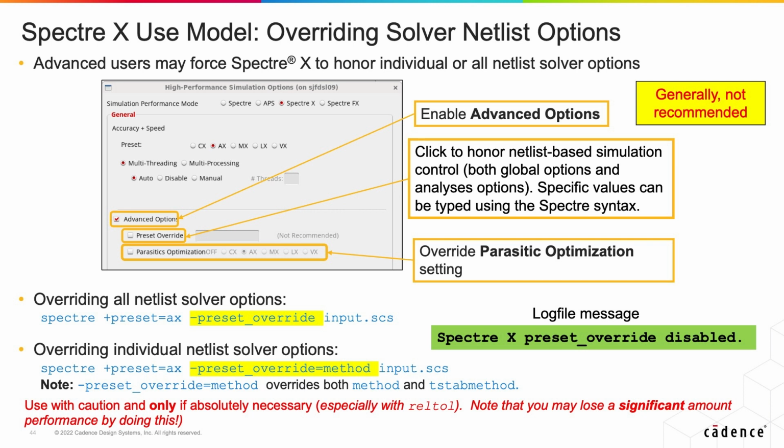And in preset override, you can actually force the simulator to take something like a preset override method. It will override both the method and the t-step method, and you can put in something specific for the simulator to take from an APS netlist, which it would otherwise completely ignore. And when you say advanced options, you can also change the handshake mode of the post layout optimization technique.